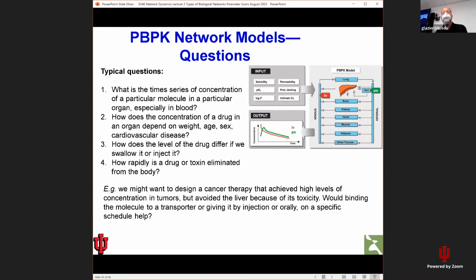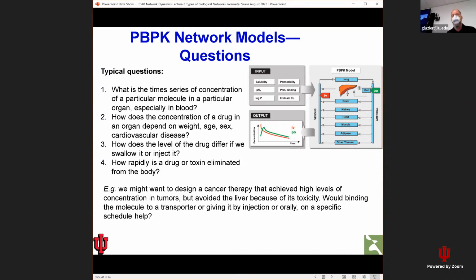Classic PBPK problems are things like, if I take a molecule, if I take a pill, what's the amount of the chemical in each tissue in my body as a function of time after I take the pill? And I guess Giuliano was working on that for Eli Lilly in the summer. That's a big part of modern pharma.